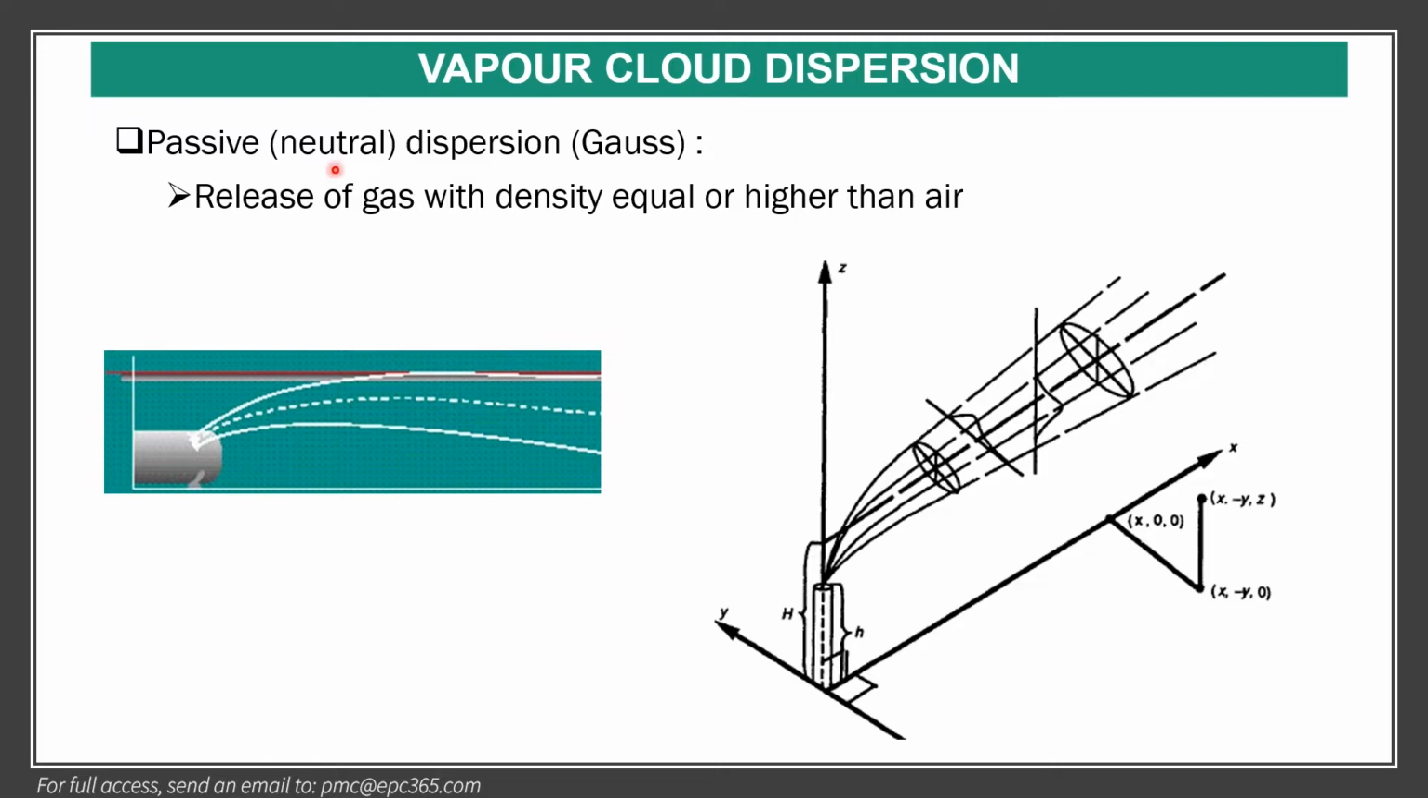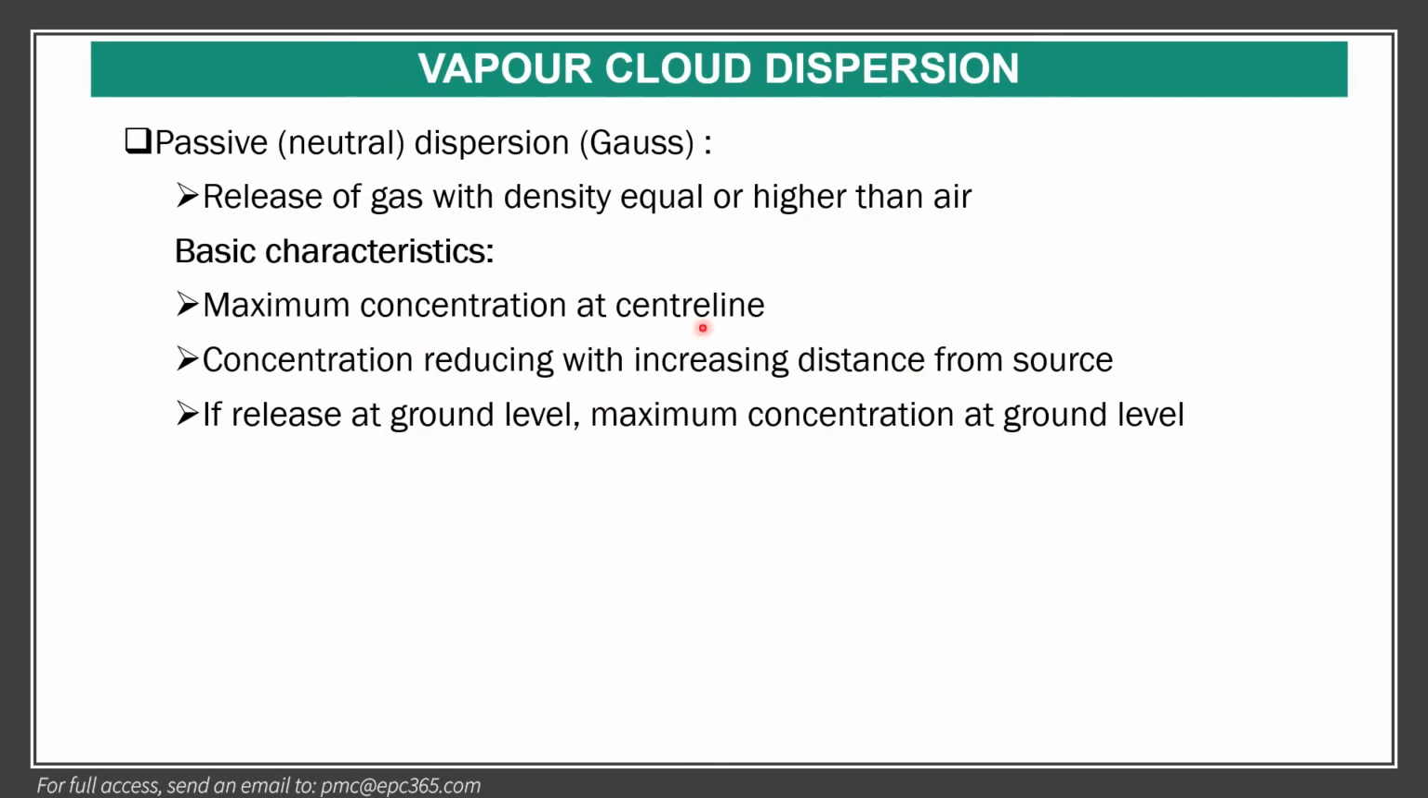Now, passive and neutral dispersion, Gaussian dispersion, is release of gas with density equal to or higher than air. You can see this from the hazardous area schedule, if the line has a density equal to or higher than air. The basic characteristic is maximum concentration at the center line, with concentration reducing with increased distance from the source. If released at ground level, maximum concentration is at ground level.